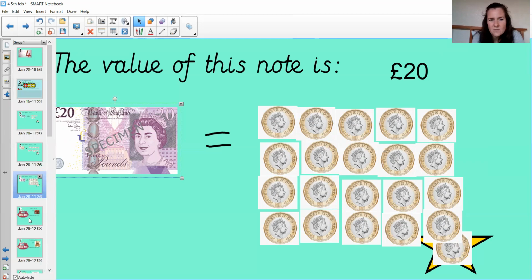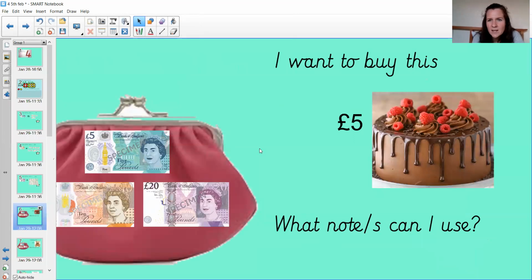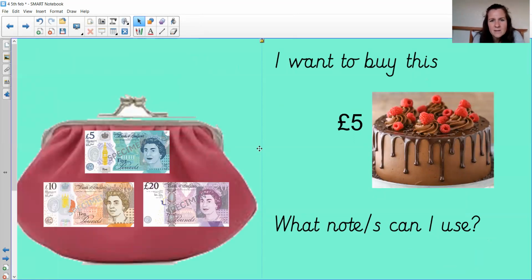Now we have got some reasoning rabbit to do. So reasoning rabbit. I want to buy this yummy cake. And in my purse here, I have got some notes. Which note can I use? Have a chat. What do you think? Which note should I use? My cake's £5. Which one should I use?